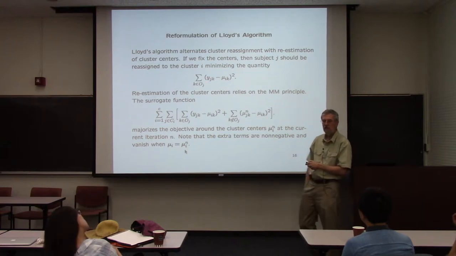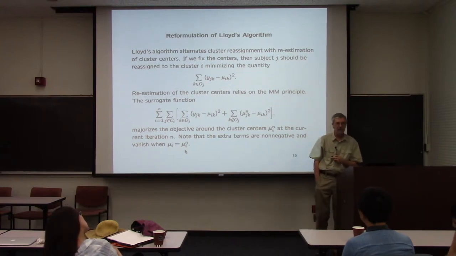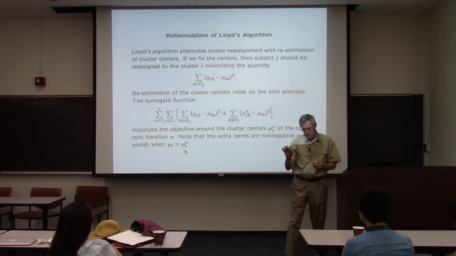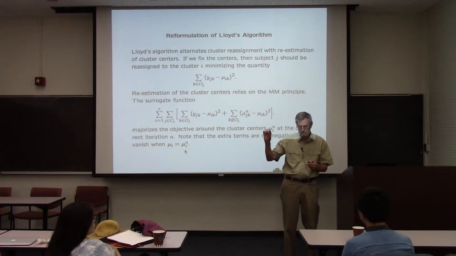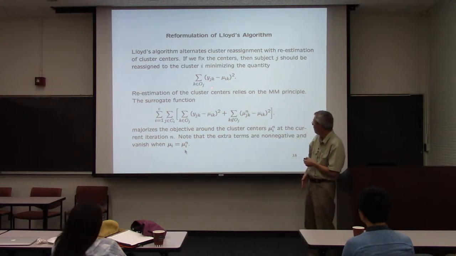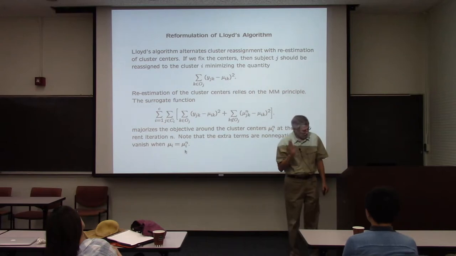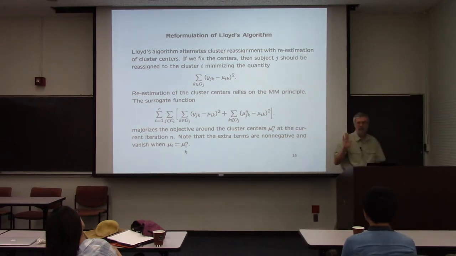It's the deviations between the features and the cluster center. So you're going to take some subject and you're going to say, I want to find the cluster center that's closest to that individual's vector of measurements. But here we're allowing for missing data. Okay, now, that's a trivial adjustment of Lloyd's algorithm.